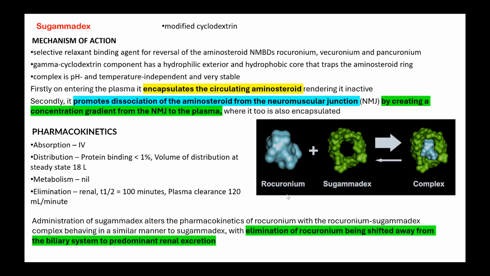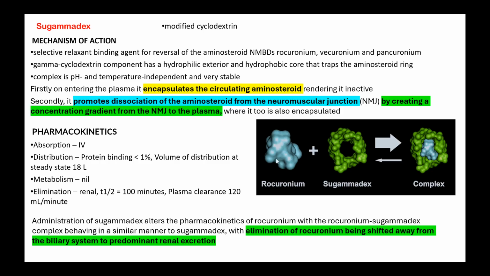So administration alters the pharmacokinetics of rocuronium. Normally, rocuronium on its own is eliminated via the liver. The rocuronium-Sugammadex complex behaves differently, so elimination of rocuronium shifts away from the biliary system, or the liver, to predominantly renal excretion.